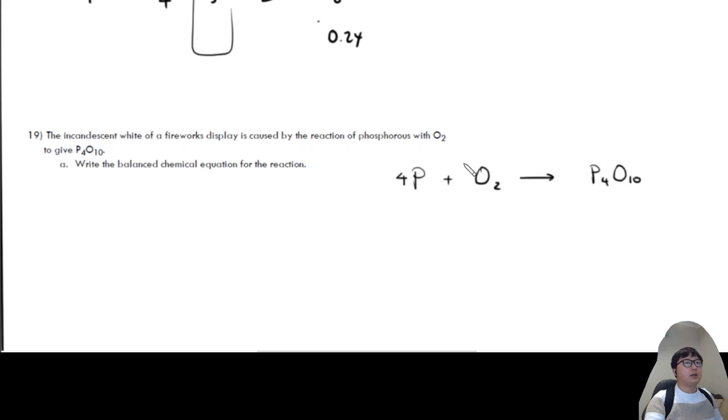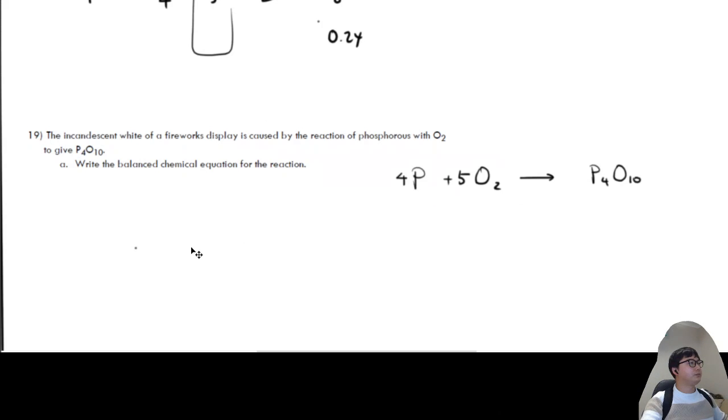Yep, that's right. And the 10 oxygen there, so put 5 there, right? So that's the ratio. It's 4, 5, 1. Okay, now the balanced chemical equation is done. Let's move on to the next question.